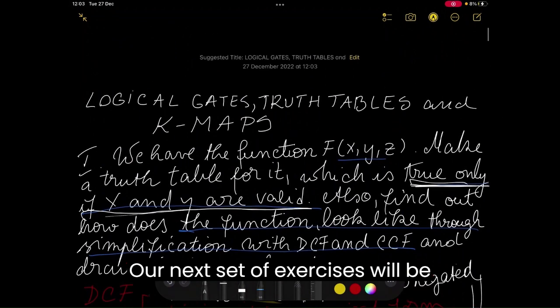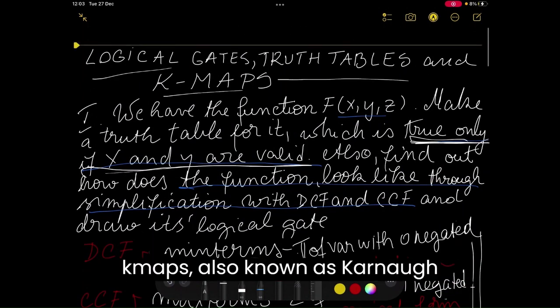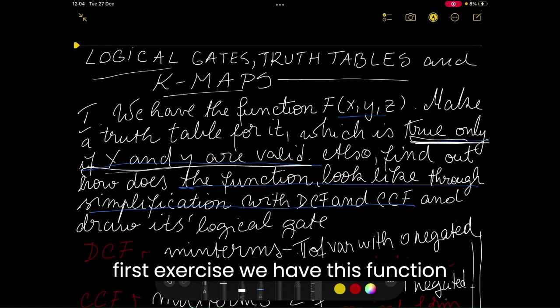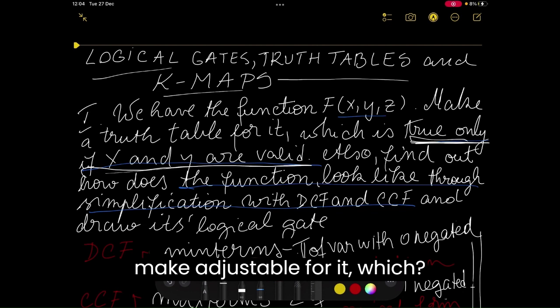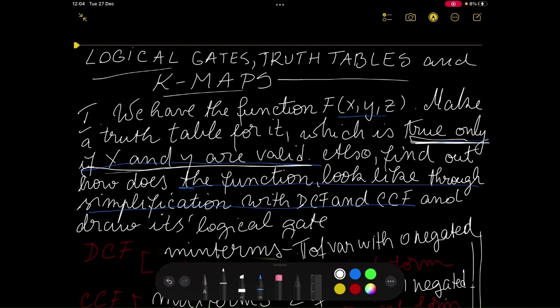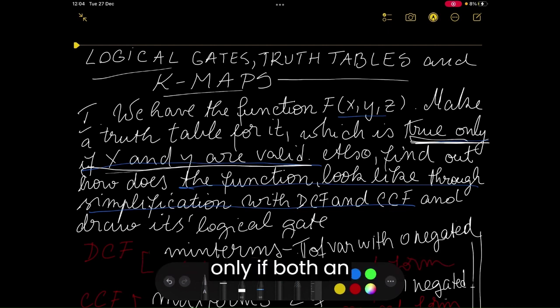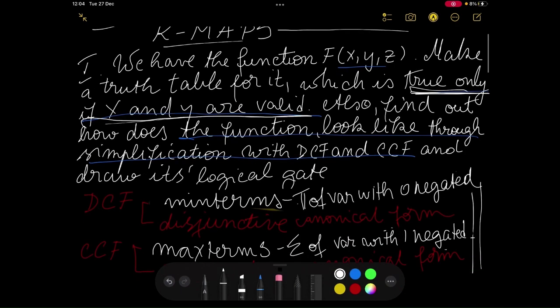Our next set of exercises will be about truth tables, logical gates, and K-maps, also known as Karnaugh diagrams. So for the first exercise, we have this function with three variables. Our request is to make a truth table for it, where the function is true only if both x and y are valid at the same time. And also we have to find the simplification through min terms and max terms.